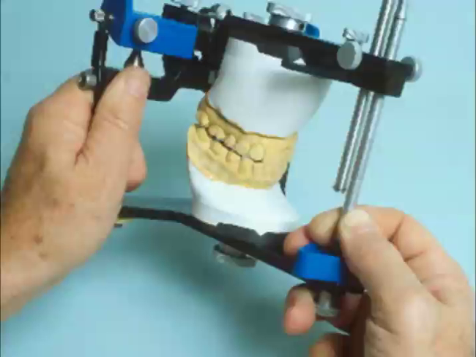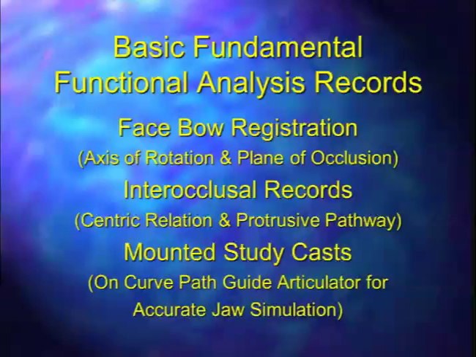So now we can manipulate the articulator by just grabbing the side of the frame, and we disclude like the patient does by simply opening the mouth. Then we'll push the articulator into a protrusive position so we can evaluate if there's any interferences in different lateral movements. So some basic fundamental functional analysis records would be a face bow registration, so we can get a relationship to the axis of rotation, as well as the plane of occlusion. Interocclusal records will give us a centric relation position, as well as the protrusive pathway, and then mounting casts on a curved path guide articulator for more accurate jaw simulation.